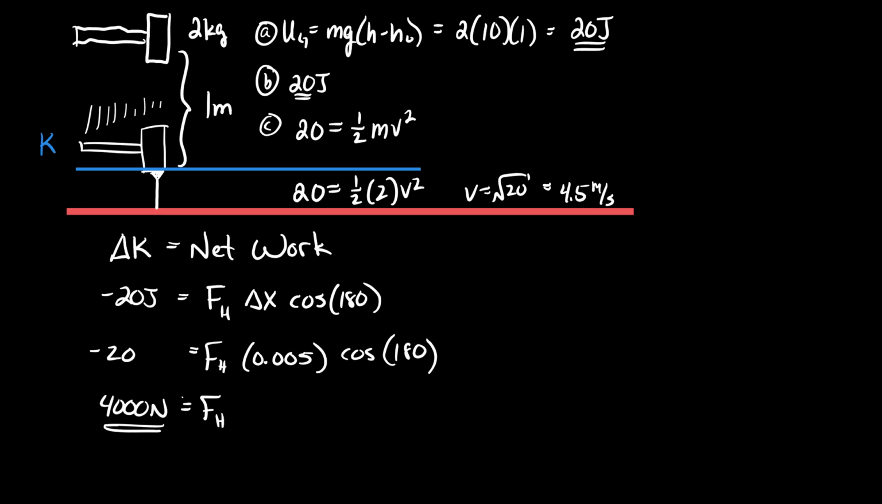Now, Newton's third law would tell me that if there's 4,000 newtons of force applied to the hammer, then there was 4,000 newtons of force on the nail. So I'd probably answer it there and say that's the answer.